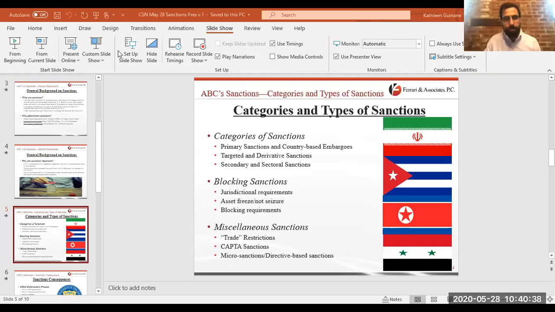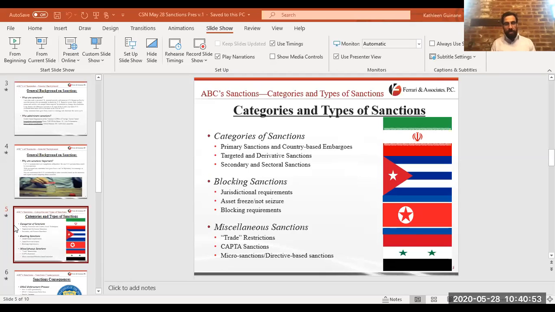No questions yet. Okay. Well, let's talk a little bit about blocking sanctions then. We've discussed categories of sanctions. Let's talk about types of sanctions. First, the most common type of sanction is a blocking, also sometimes referred to as an asset freeze.